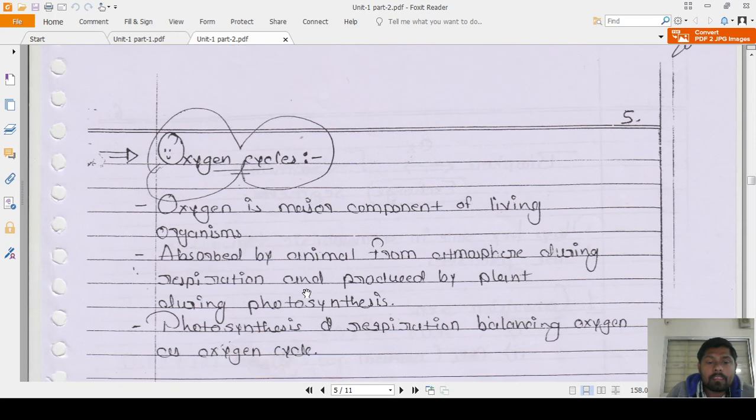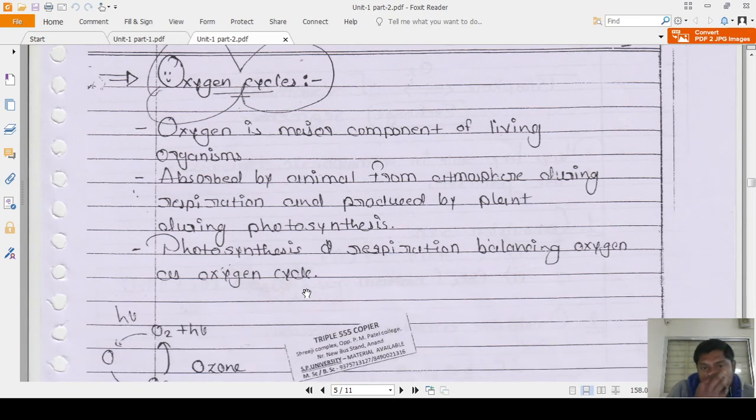Then the oxygen cycle. Oxygen is the major component of living organisms, absorbed by animals from the atmosphere during respiration and produced by plants during photosynthesis. In animals we absorb oxygen through respiration, while in plants the corresponding exchange happens through photosynthesis. Photosynthesis and respiration balance the oxygen as the oxygen cycle.